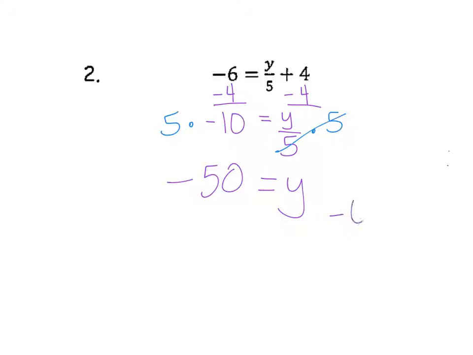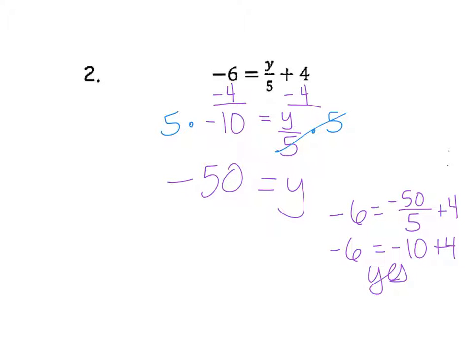So like a plugging it in, if you wanted to check your answer, would look like this. Negative 6 equals negative 50. So instead of y, I'm going to put negative 50 divided by 5 plus 4. Negative 6 equals negative 10 plus 4. Yes. That would be negative 6 equals negative 6. So I know I got my answer right.